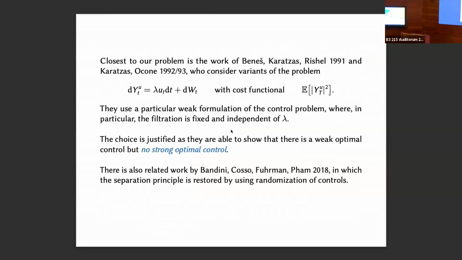They also start out in a setting where you have controlled information, and they then recover the separation principle basically by introducing additional randomization. On top of that, I am not aware of any literature that looks at this control-dependent information setting in strong formulation, at least in the mathematical literature. I'm not sure about the engineering side. There's probably some work there, but the mathematical literature is very, very limited here.